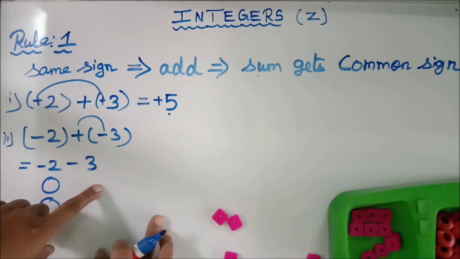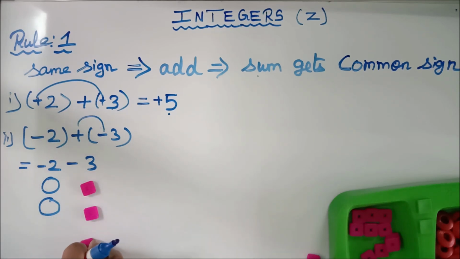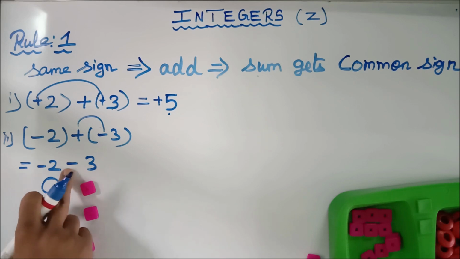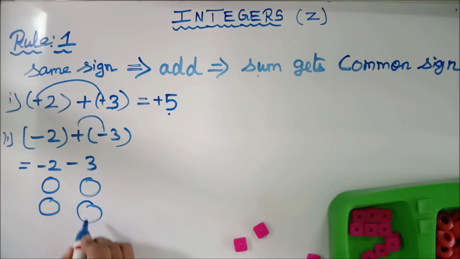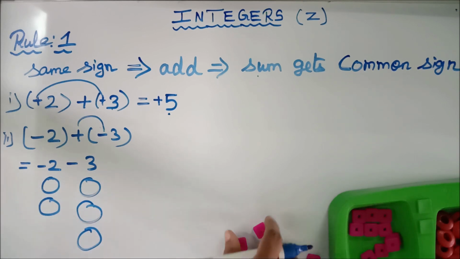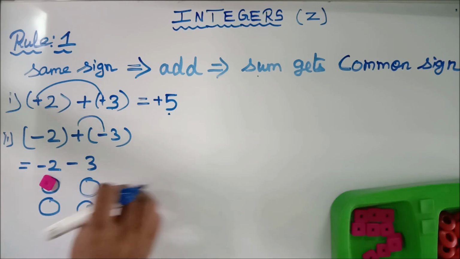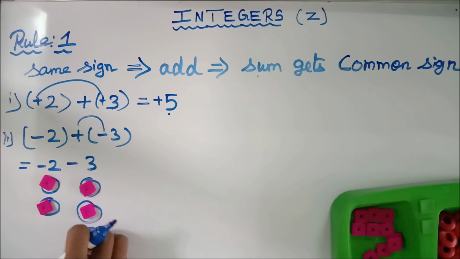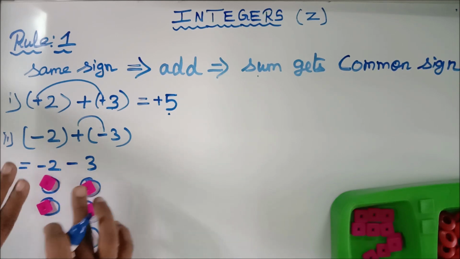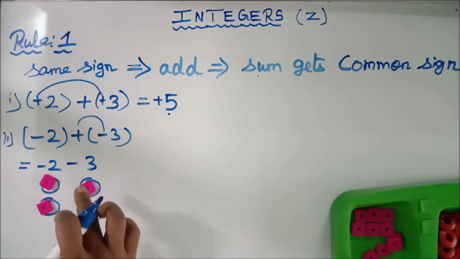Similarly, minus 3 means you are in need of 3 coins, but you are not having those 3 coins, that is minus 3. So totally you are in need of how many coins? Here you are in need of 2 coins. Here you are in need of 3 coins. It means you are not having these coins. So totally you are in need of how many coins? 1, 2, 3, 4, 5.